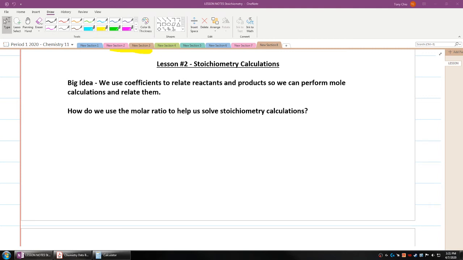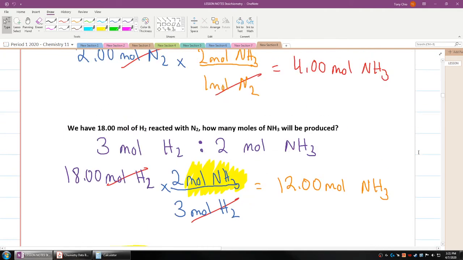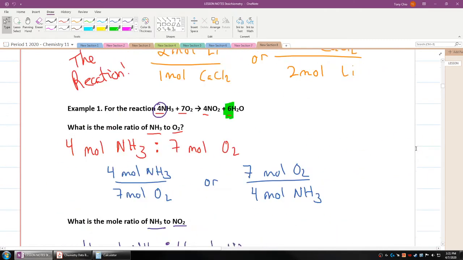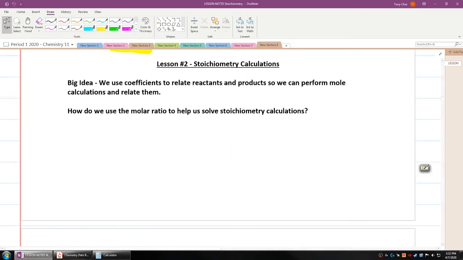So in today's lesson, we're going to talk about lesson number 2, stoichiometry calculations. Now the big idea is we use coefficients to relate reactants and products so we can perform mole calculations. So we're going to apply what we learned in our previous lesson on how to apply molar calculations with mole ratios. And we're going to expand on that by now applying it with our mole concept.